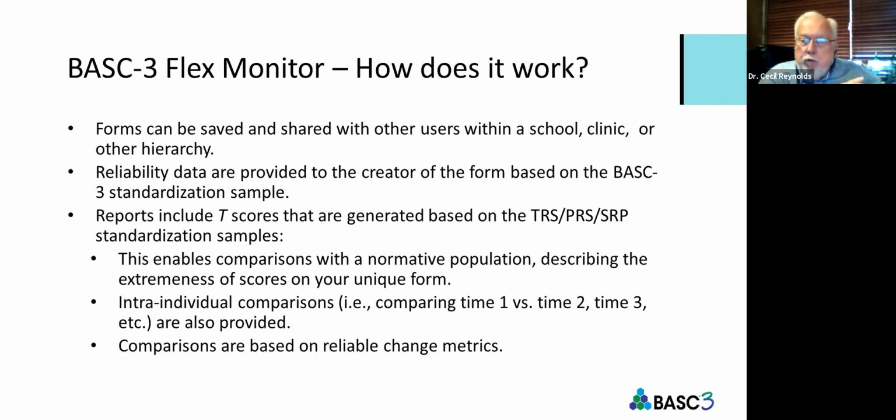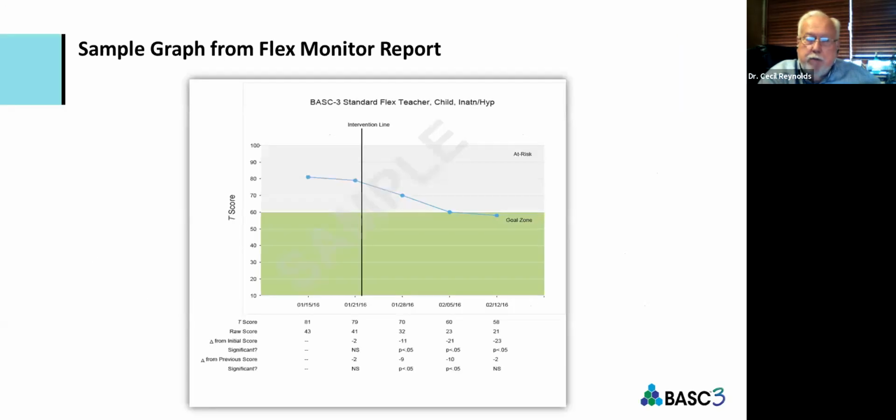Then we're going to, as you use it over time, give you intra-individual comparisons. We'll compare time one with two, one with three, one with four, two with three, two with four, all of that. And we're going to do all the math for you and give you the comparisons based on reliable change metrics. And that's going to look like this. Here, for example, is a child who was assessed twice with a Flex Monitor prior to an intervention being put into place. And then after the intervention, we've graphed three more assessments here.